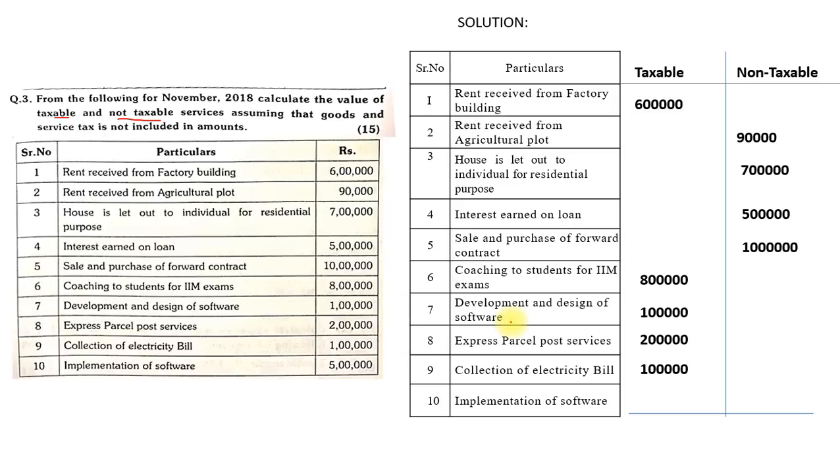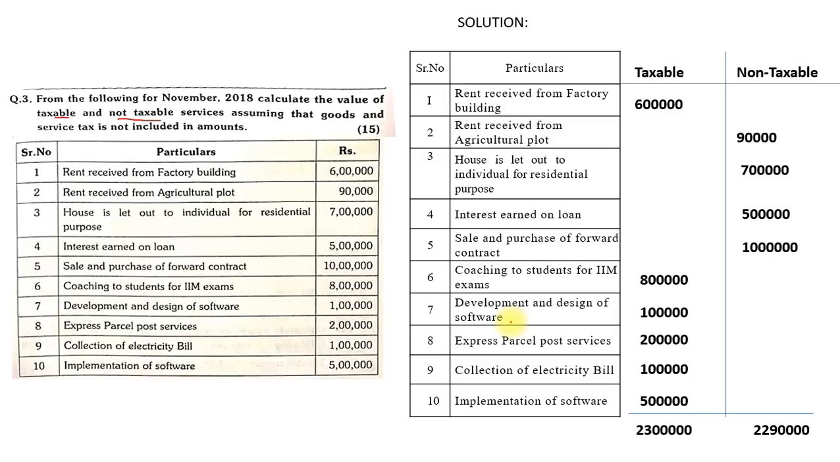Implementation of software: again, software is IT related. As I told you, anything which is IT related will be completely taxable. That's it. After noting taxable and non-taxable, you just have to total them. So the total will be 23 lakhs on the taxable side and 22 lakh 90,000 on the non-taxable side. This is it. This is 15 marks. Very simple. You just have to note down the values and get the totals.